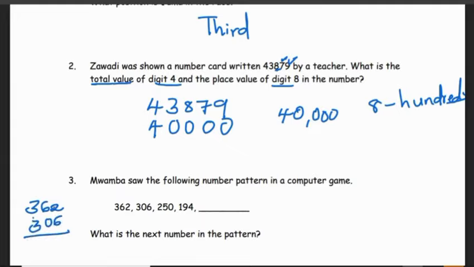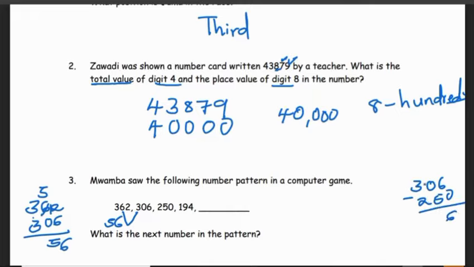So 362 minus 306. 2 cannot take away 6, so we need to borrow 1 from 6. We remain with 5, and here we're going to have 12. 12 minus 6, that is 6. 5 minus 0, that is 5. And 3 minus 3 is 0. So we get a difference from 362 to 306 is 56. We can just confirm this by also taking 306 and we subtract 250. So we get 6 there.